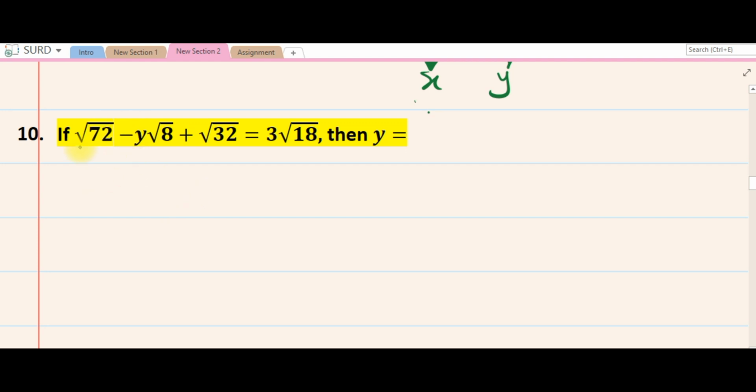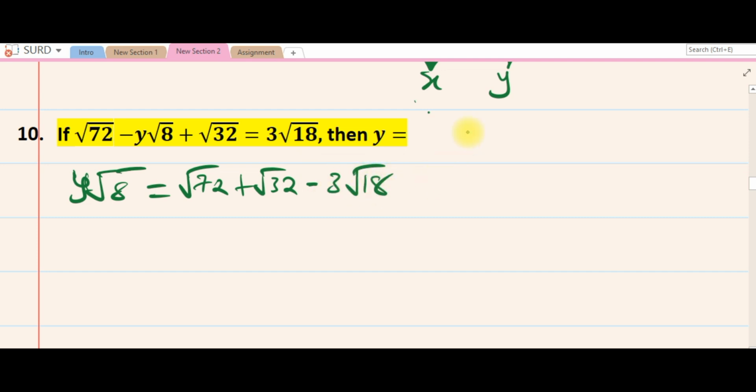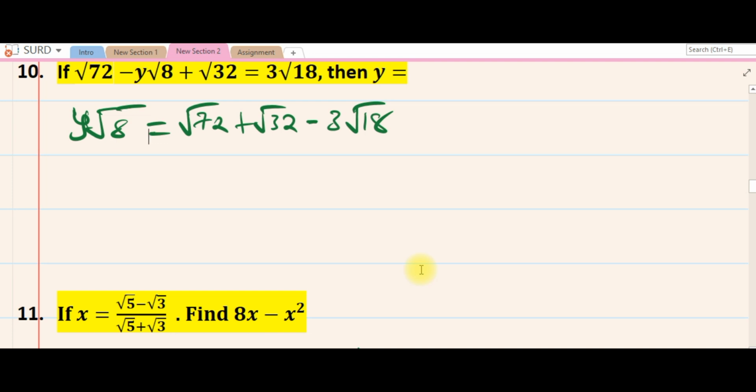So the next question, if that is equal, we are now asked to find the value of y. We are given an equation, we're asked to find the value of a variable. What you do is make that variable the subject of the formula. So I'm making y the subject of formula. The first thing I will do, I'll move y, because I have negative y here. So if I move, I now have positive y. So root 72 remains the same, root 32 remains the same. So I move 3 root 18 to the other side to be minus 3 root 18. I have to make this the subject of formula.